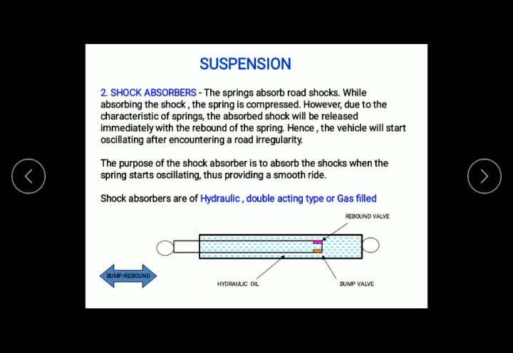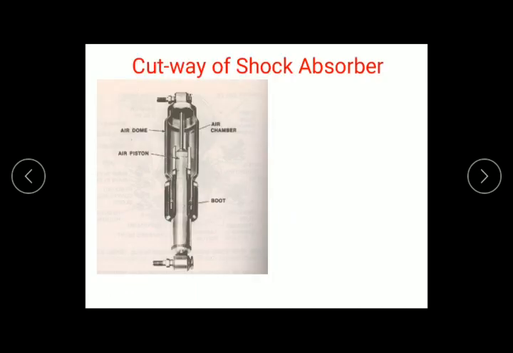As shown in the figure, a hydraulic shock absorber is shown with the bump wall. Then the cutaway of the shock absorber. The shock absorber consists of a piston cylinder assembly with the absorbing element as air. In this case, we have used the air chamber for the shock absorption.